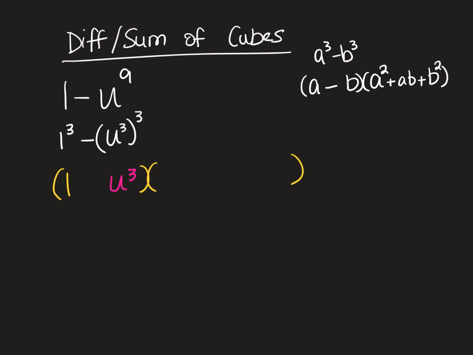After that, we take whatever we wrote here and we square it, and that's what goes here. So 1 squared is just 1. We take whatever we wrote here and square it, and that's what goes at the end of that trinomial that we're going to write. So u cubed squared, sounds crazy, is u to the 6th. And then we take whatever we wrote here and multiply it together, and that's what goes in the middle there. So it's going to be 1 times u cubed.